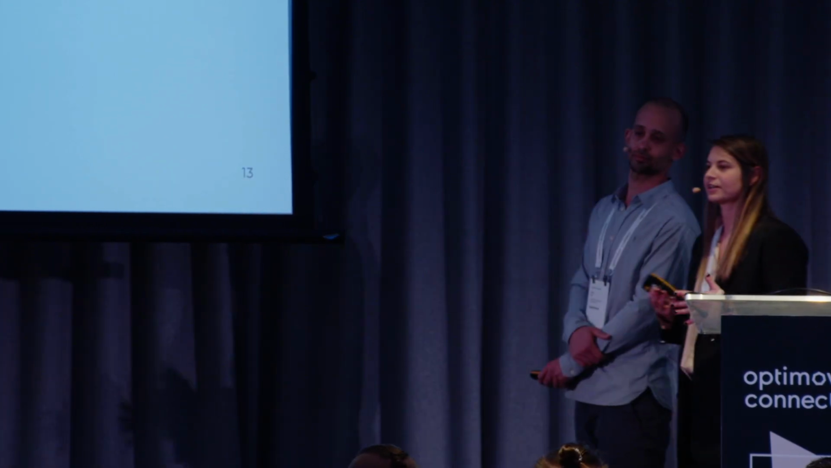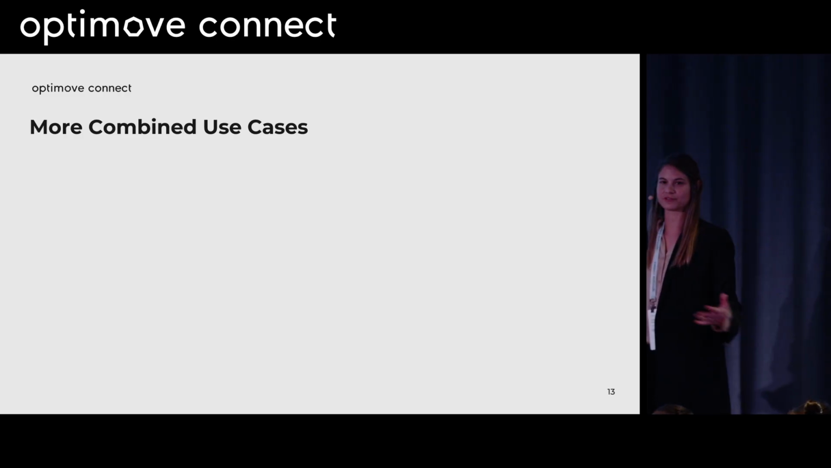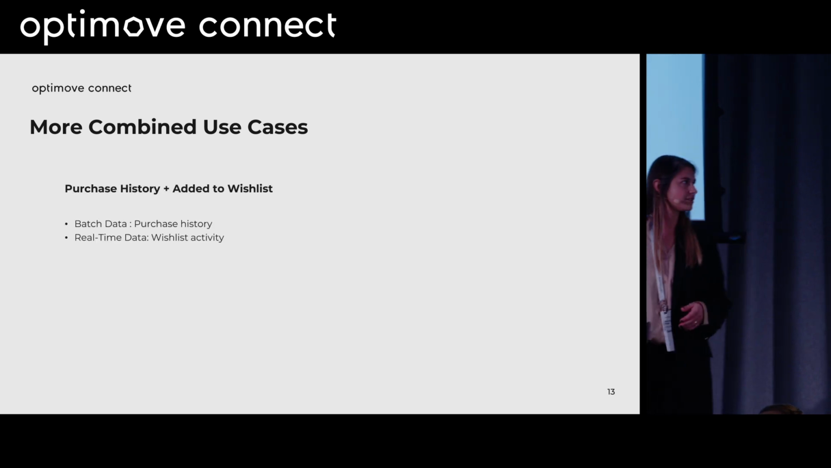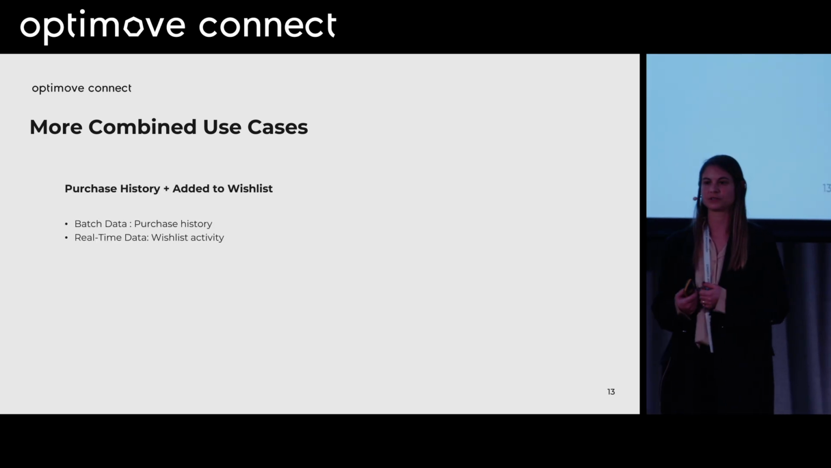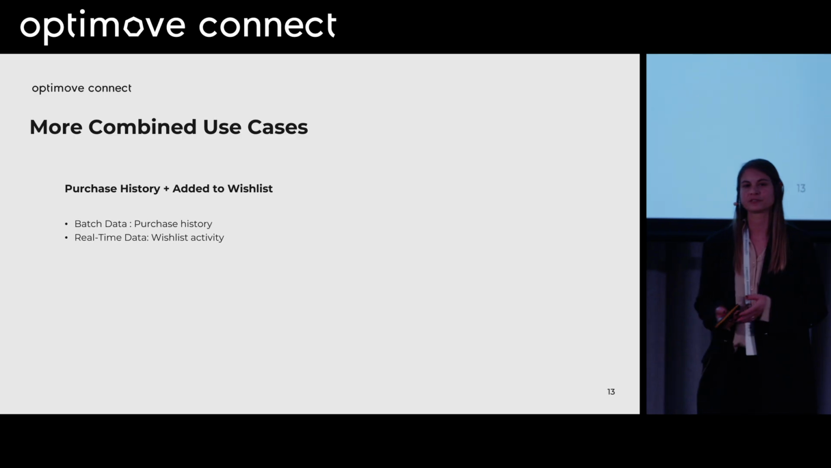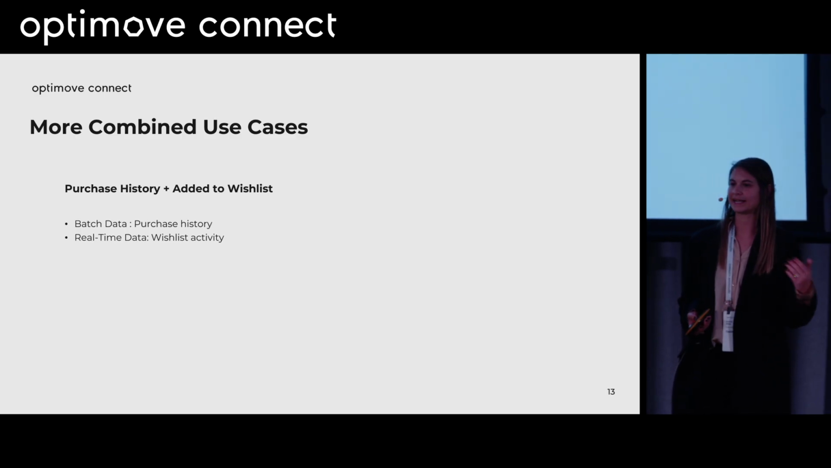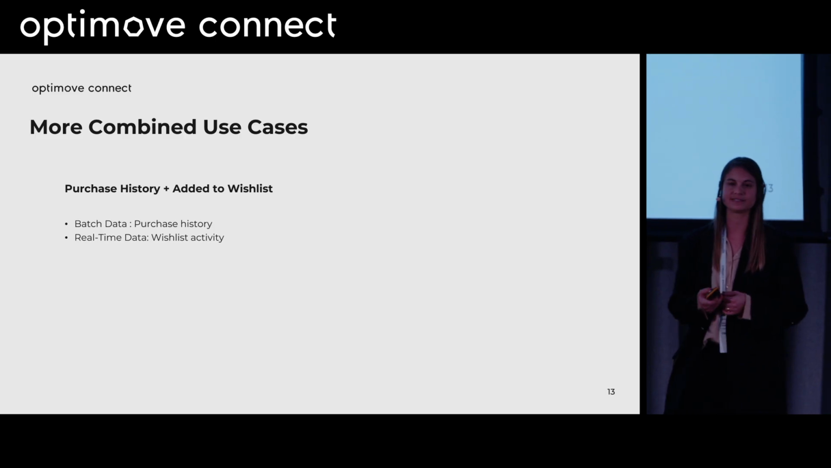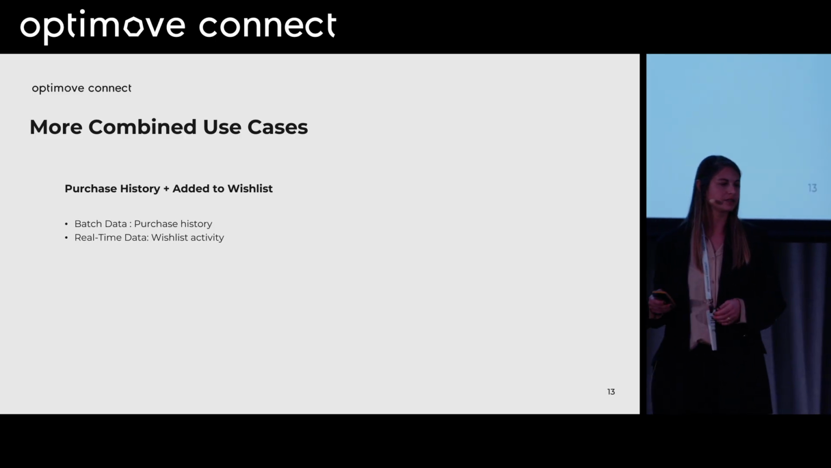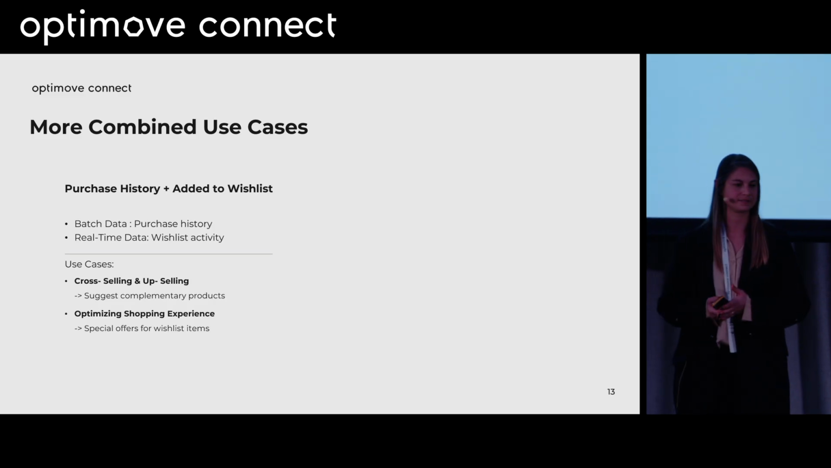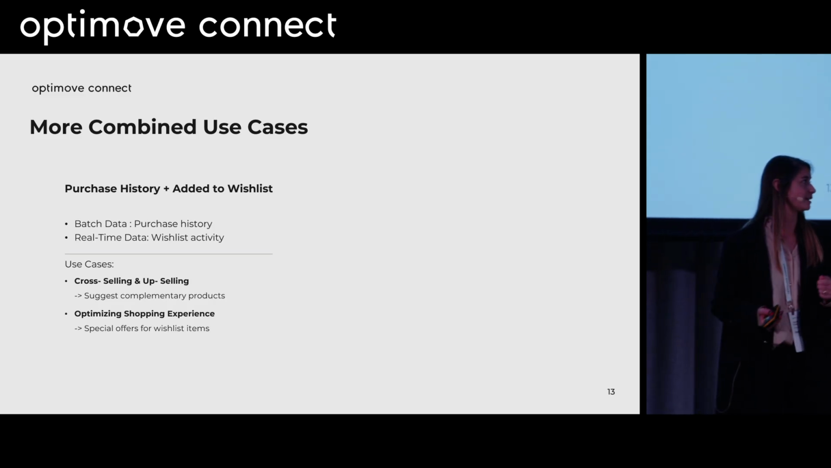All right, now I'd like to talk about more combined use cases of batch and real-time data. So let's look at the combination of purchase history and added to wish list. A client's history of purchases is collected and calculated with the batch data. And detecting when items are added to a wish list is something that we receive from real-time events. We can use this combination for several use cases. For example, cross-selling and upselling.